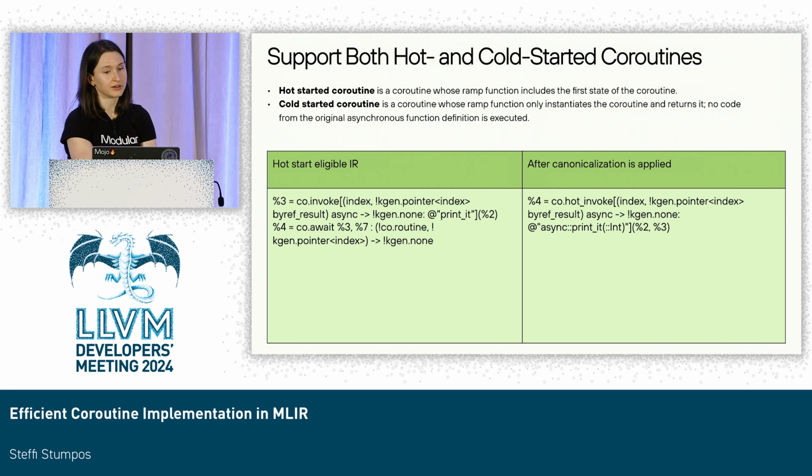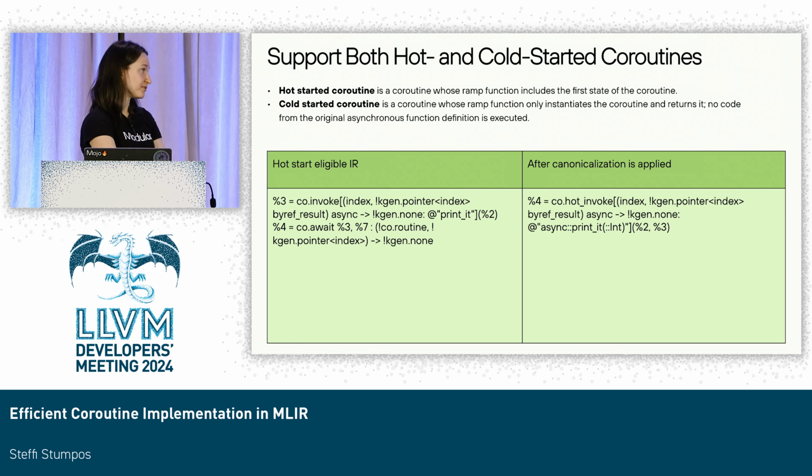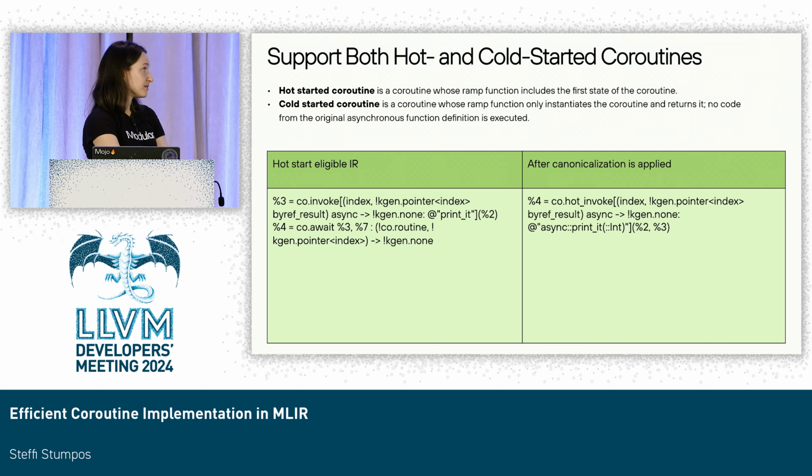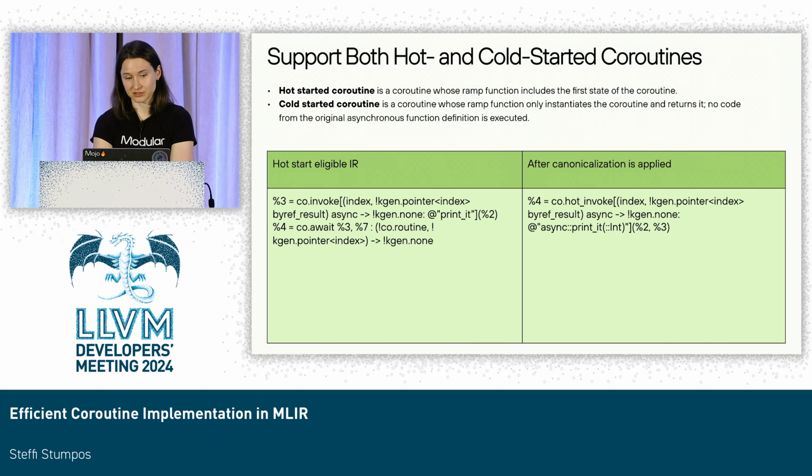So if we are immediately calling the resume function of a coroutine we just created, that's a hot invoke. So we can easily implement that with a canonicalization pattern.